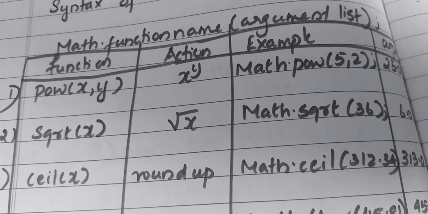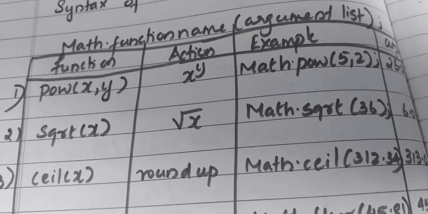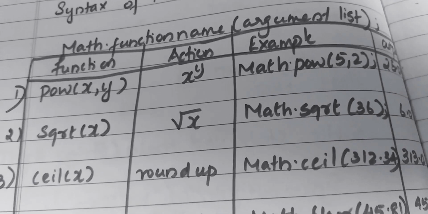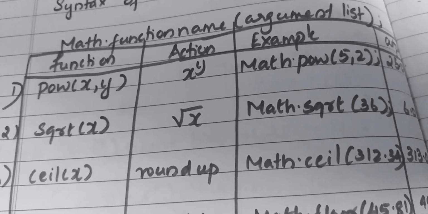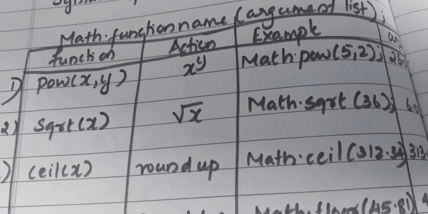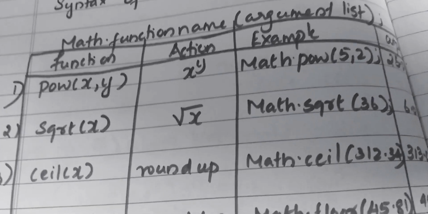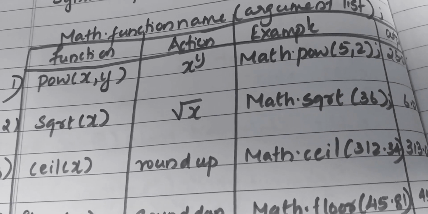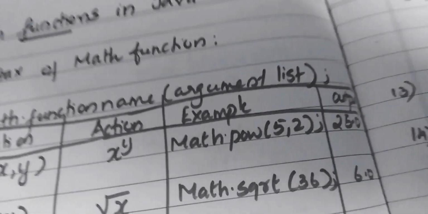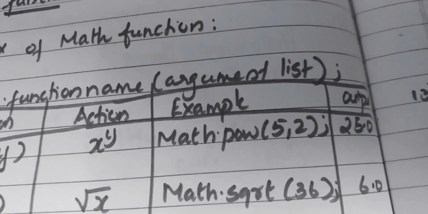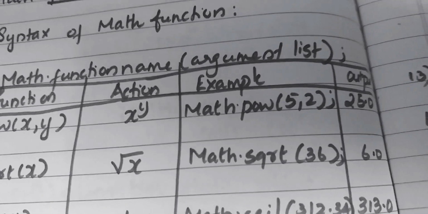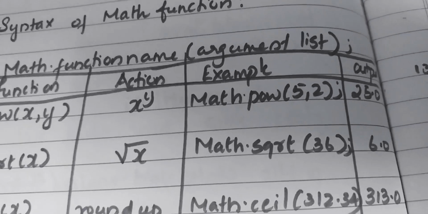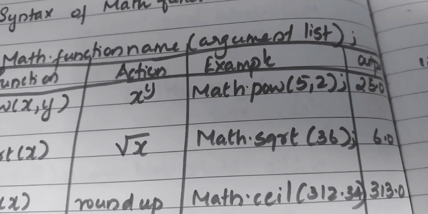So Math.pow of 5 comma 2. What is the meaning? Power of 5, isn't it? 5 comma 2, 5 raised to 2. So what is 5 raised to 2? 5 into 5. So what is the result? Actually in maths we write it like this, 25. 25 is the result, isn't it? But in Java the output is written as 25.0. This is the output, 25.0, because most of the mathematical functions in Java return a double type value. So because of that we are writing like this.